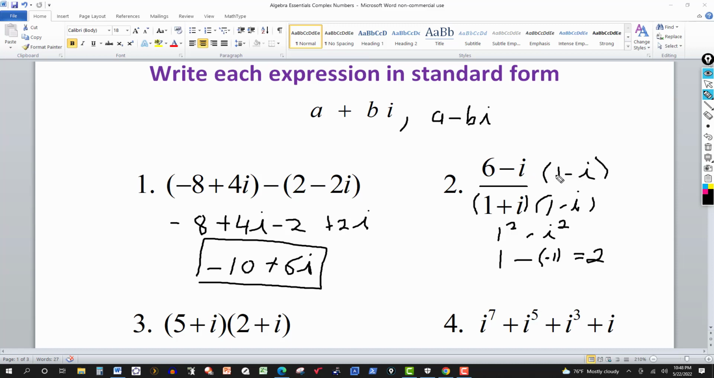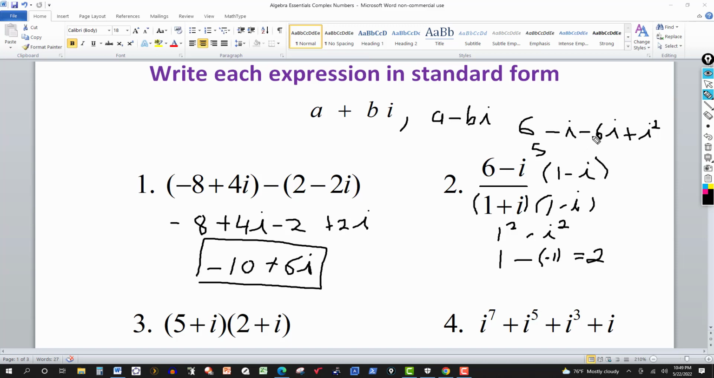Now in the numerator, we just multiply this out. So just like multiplying binomials here, it's 1 times 6, and the inner terms here, it's a minus i, minus 6i, and then minus i times minus i is a plus i squared. But i squared is negative 1. So that becomes a regular number. Negative 1 and 6 is 5. So this becomes a 5.